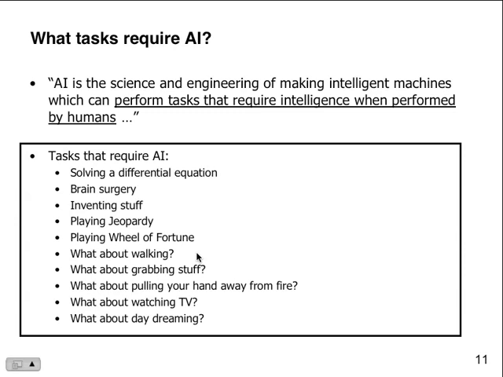Playing Wheel of Fortune. What about walking, grabbing stuff? They may require AI, depending upon how you're simulating it, what you're doing. So basically, any concept in the world, any task in the world, could have an AI solution to it, depending upon the problem set and the task set you're working with. So it's kind of, people who don't like abstraction hate this concept because it's like, well, no, you're not giving me a clear understanding.